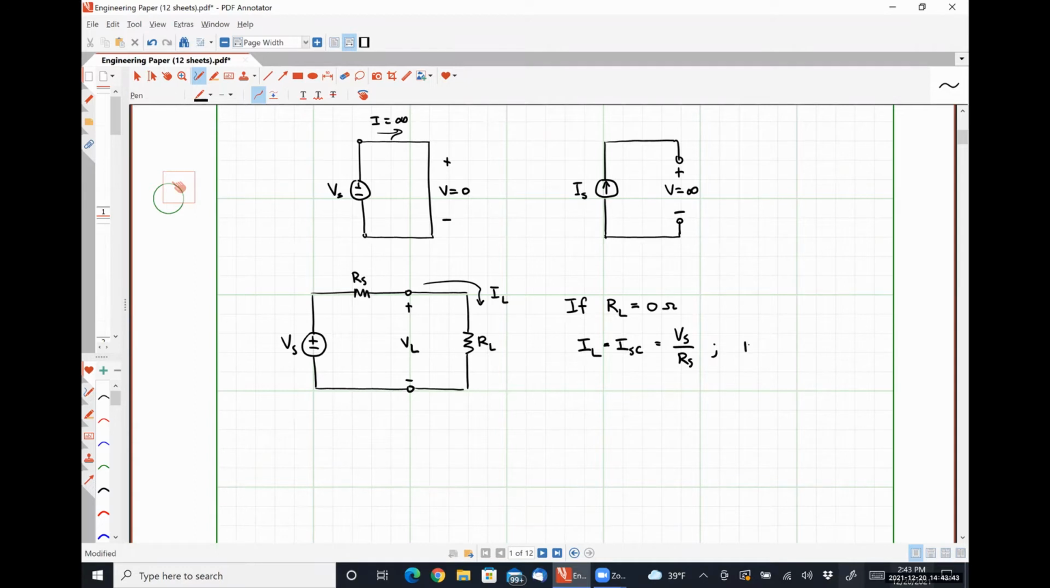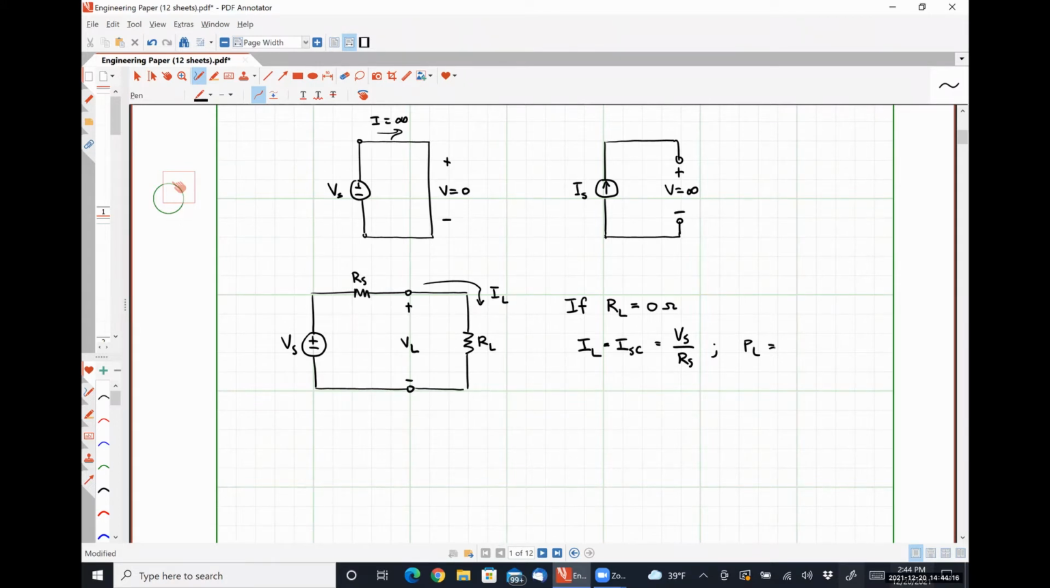Just as a quick aside, if RL is equal to 0 ohms, how much power is absorbed by my load? I disagree. So if we have a resistor, we know the voltage drop over the resistor or the current flowing through. So let's say we have the voltage drop over the resistor, okay? V squared over R.